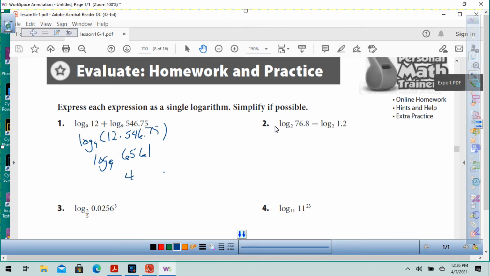Okay. And then, you multiply if they're adding, so you're going to divide if they subtract. So you've got log base 2, and that's going to be 76.8 divided by 1.2, which is log base 2 of 64. And you might say that's log base 2 to the 6th power, which is 6 times log base 2 of 2, or just 6.